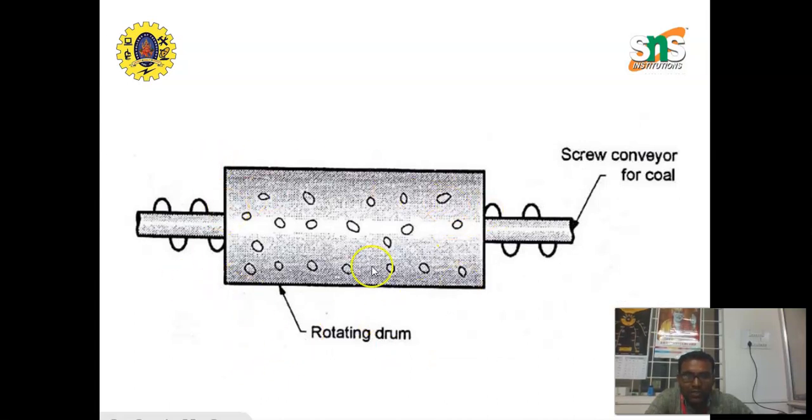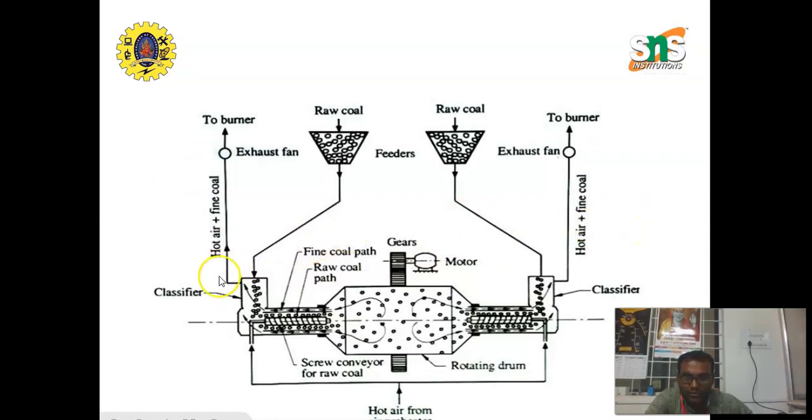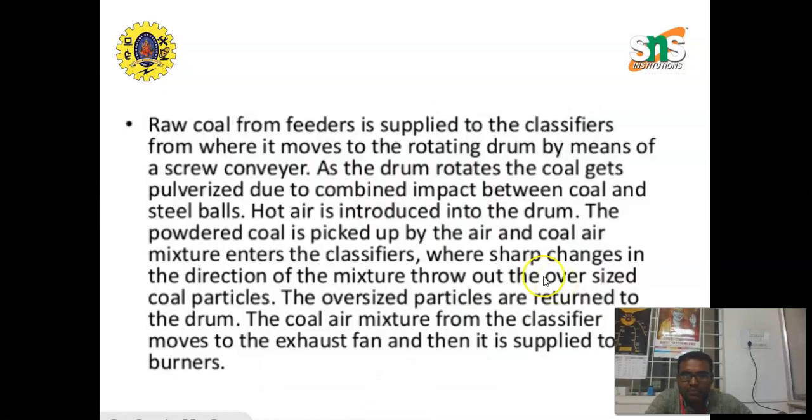This is the 2D image of the rotating drum, which is fed with the help of the screw conveyor for coal. The raw coal enters, and with the help of the bowl the coal particles get crushed and pulverized by the rotating drum.